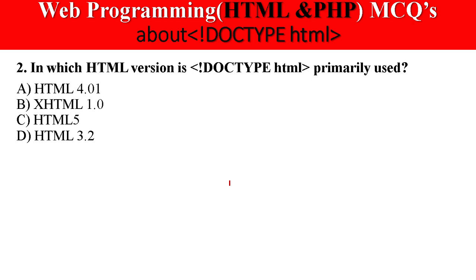2. In which HTML version is the doctype HTML tag primarily used? For this declaration, the version of HTML is HTML5. C is the correct answer.